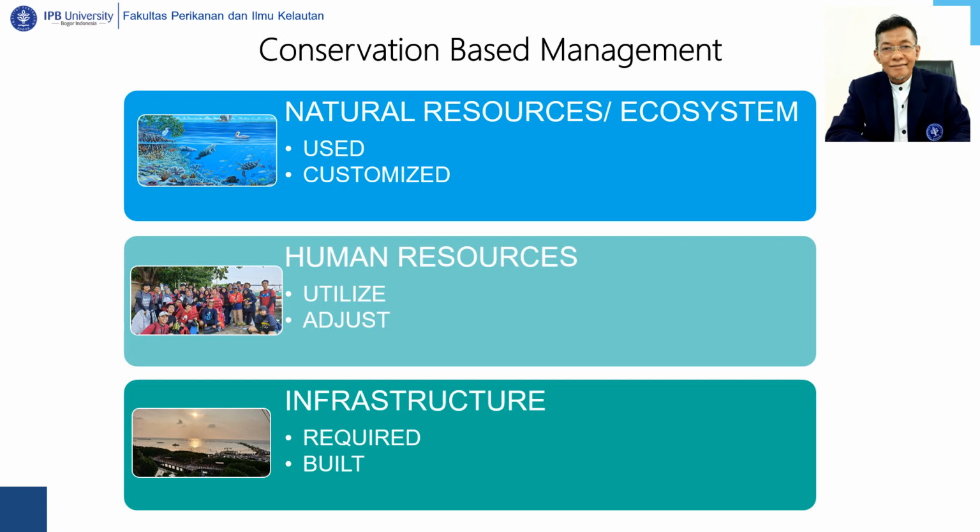Conservation management is based on the consideration of management variables such as natural resources or ecosystem, human resources, and infrastructure. Generally, resources become the object of utilization so that they become a priority. The human component, including its activities and socioeconomic aspects, is a variable that adjusts to natural resources. And the infrastructure component is needed after there is already a compatibility between natural resources and human need.